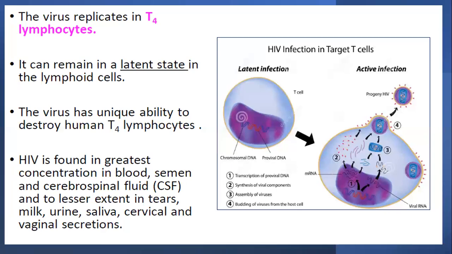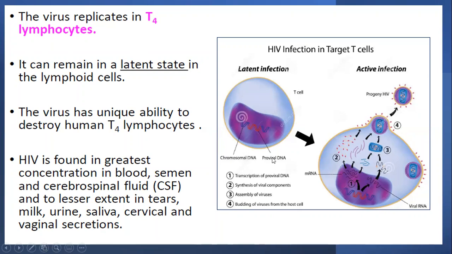Where is it found? This virus is found in blood, semen, that is a reproductive fluid in males, and cerebrospinal fluid. To some extent, it is present in tears, milk, urine, saliva, and cervical and vaginal secretions. You find it in all of them. Now, what is latent infection and what is active infection?